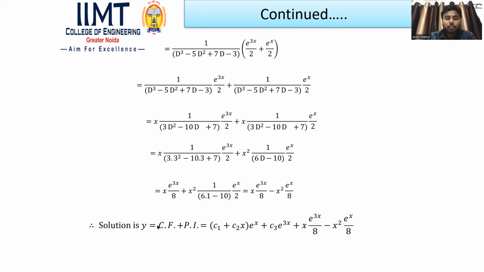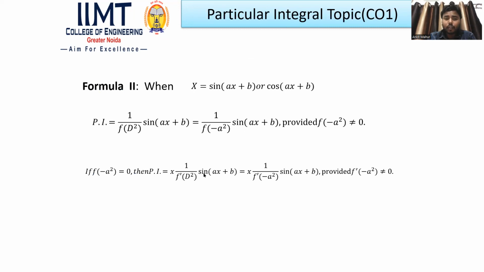So the general solution is y equals CF plus PI, where CF is (c1 plus c2x) e^x plus c3 e^(3x), and PI is x e^(3x)/8 minus x² e^(3x)/8. Now I'm going to discuss case second, when X is sin(ax+b) or cos(ax+b) form.